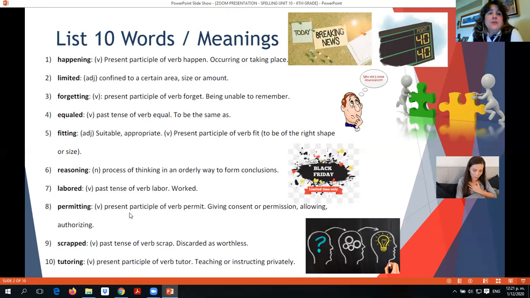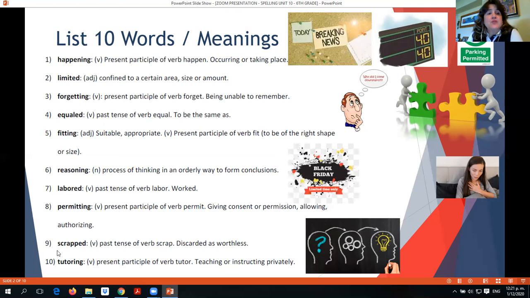Permitting is the present participle of the verb permit. It means giving consent or permission, or allowing or authorizing. So when used in some private garage or parking lot, if you see something like this, parking permitted, it is because maybe the owner is permitting other people to park their cars there, for example.